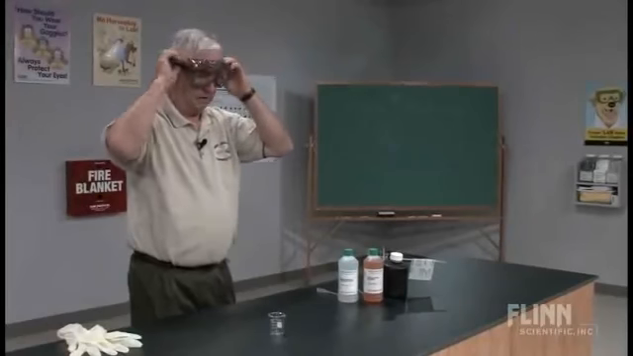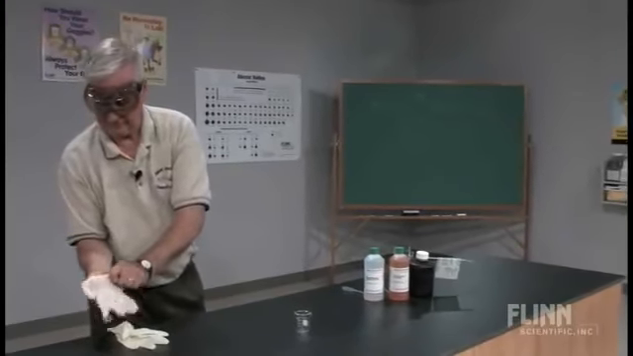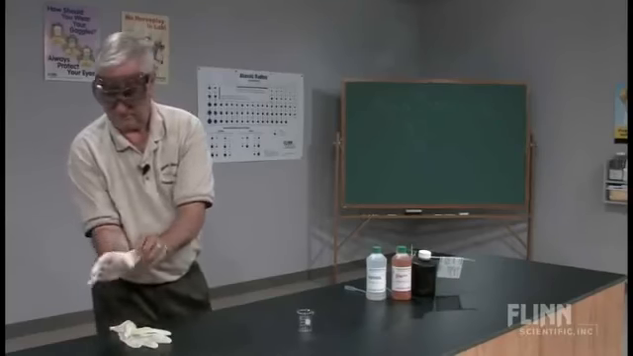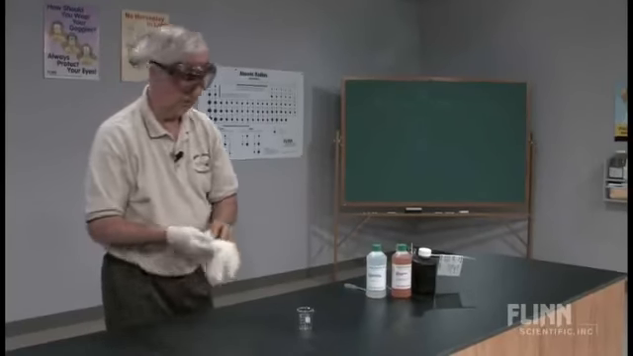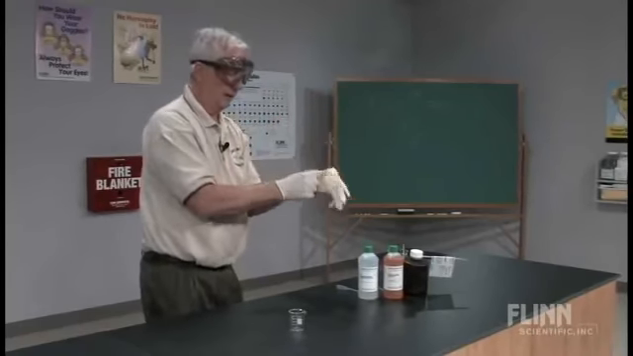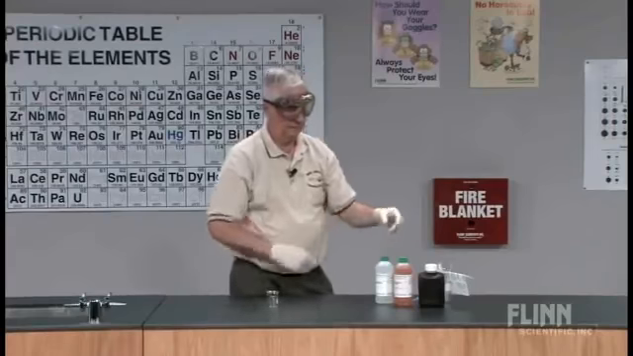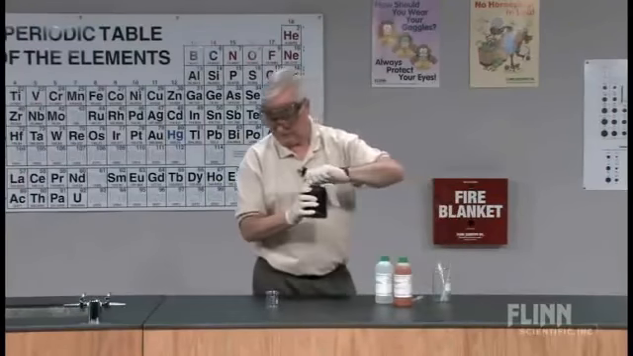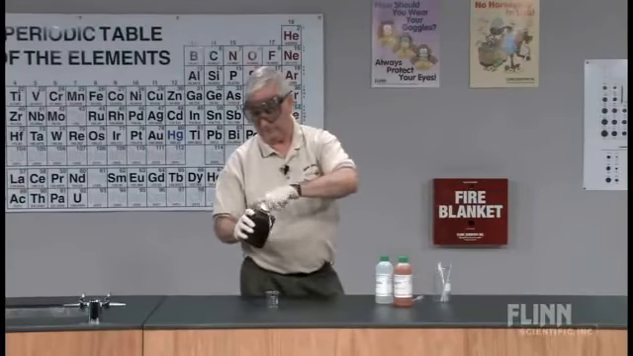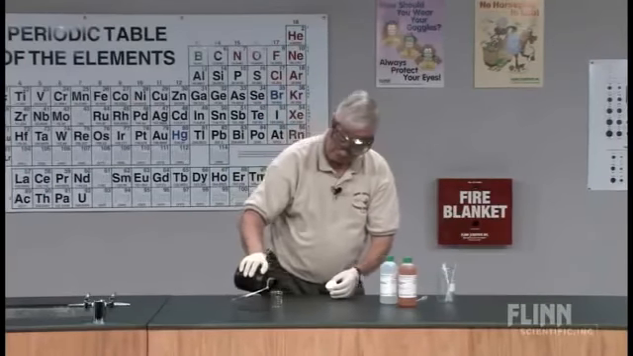Put on some goggles and some gloves. We're going to start with 30% hydrogen peroxide simply because we get a good reaction from it that is very visible. The 30% peroxide is going to be put into this beaker.